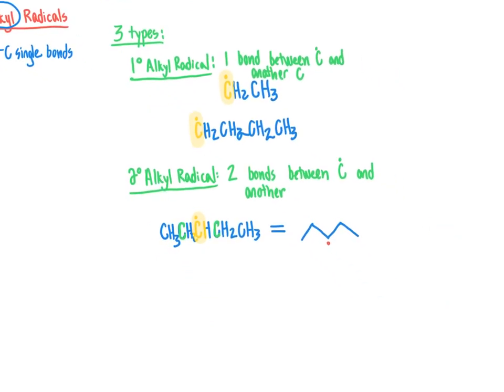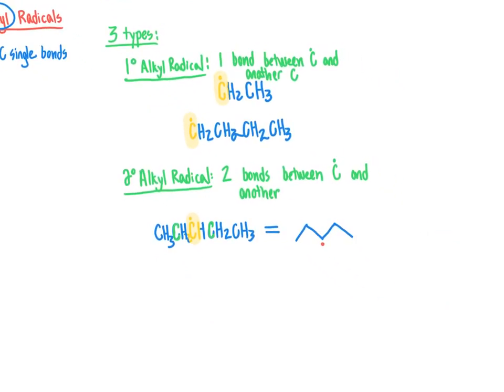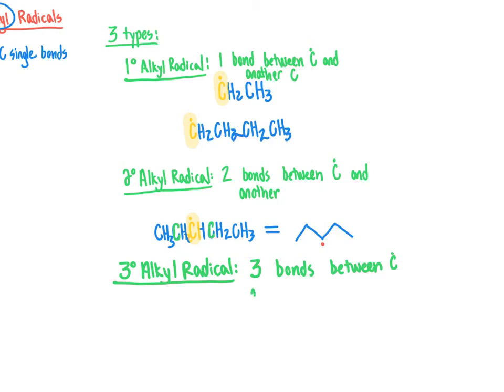Then we go onward, and the third type of alkyl radical is the tertiary alkyl radical, so 3rd degree alkyl radical, and you probably guessed it, that implies that there's 3 bonds between the carbon radical and other carbon atoms. So this is referring to a carbon radical that's directly bonded to 3 other carbon atoms. So we'll say that there's 3 bonds between the radical carbon and other carbon atoms.